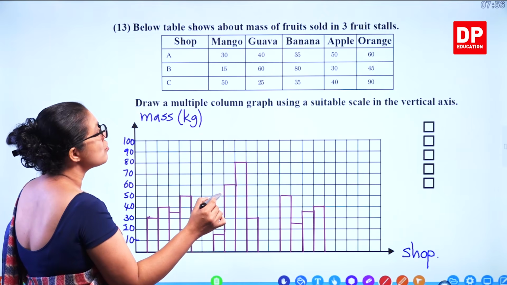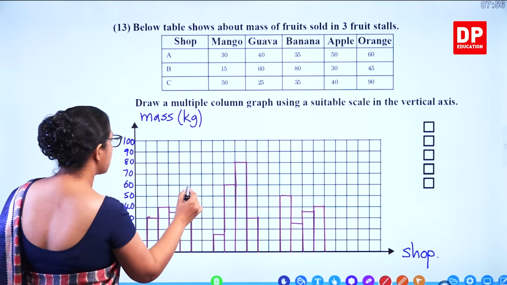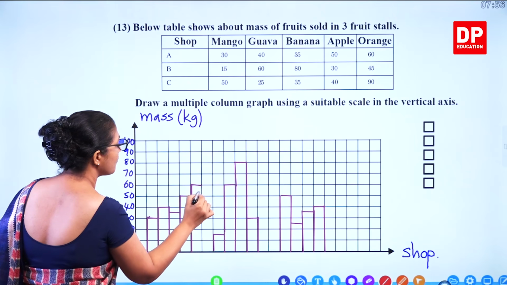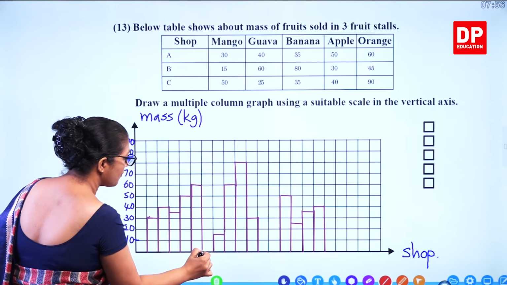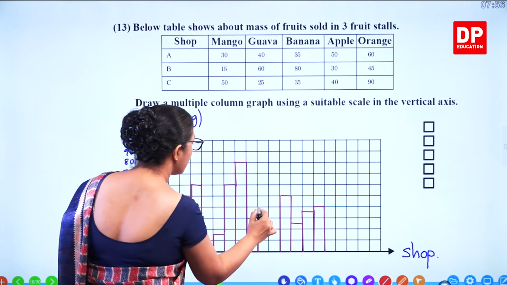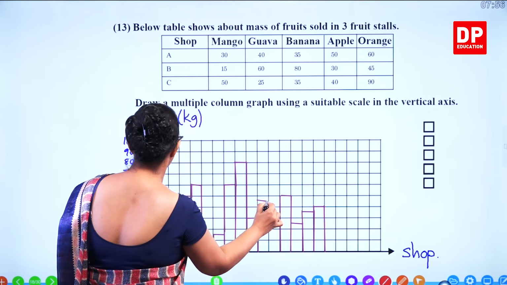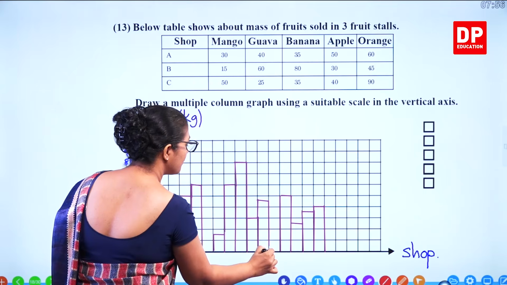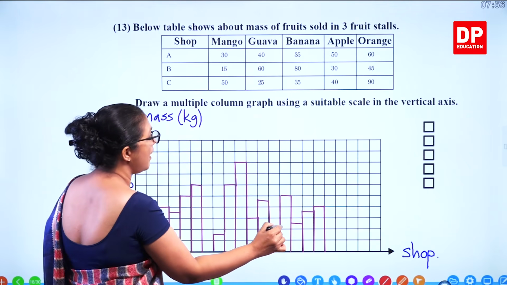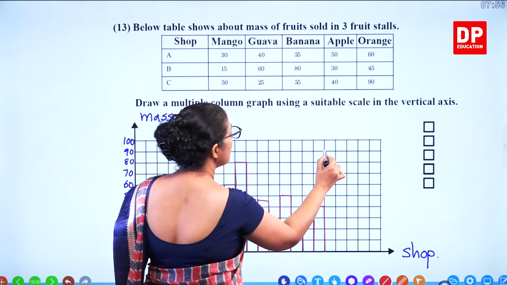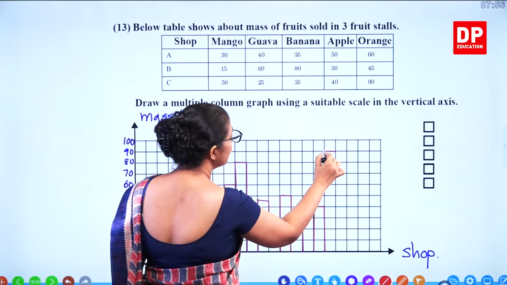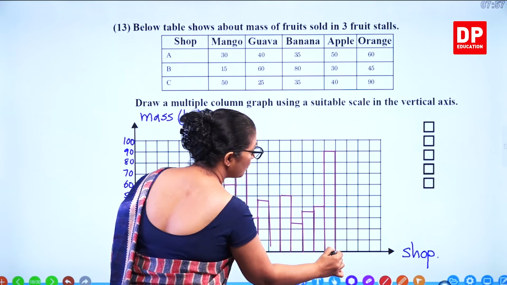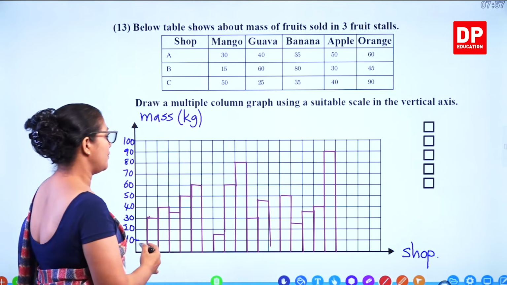And finally oranges, 60, 45, and 90. 60. 45. And 90.